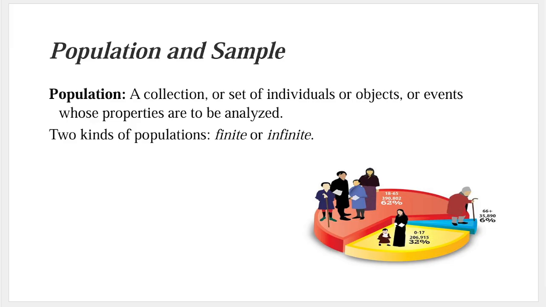Now let's discuss two very important concepts: population and sample. A population is the entire group of individuals or objects that we want to study. For example, all patients with diabetes in a country. Populations can be of two types. Finite, meaning they have a limited number, and infinite, meaning they are very large or cannot be counted exactly.